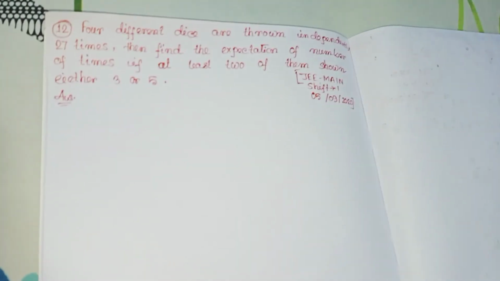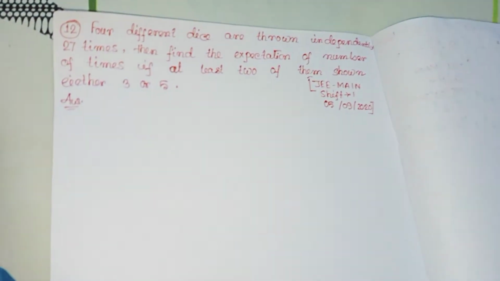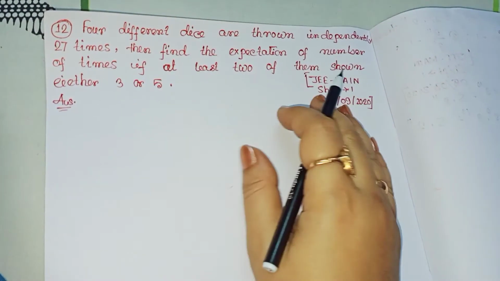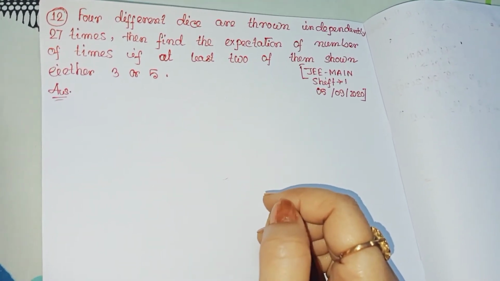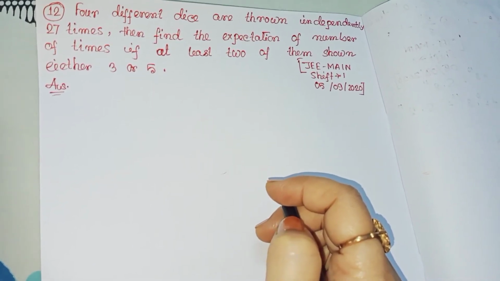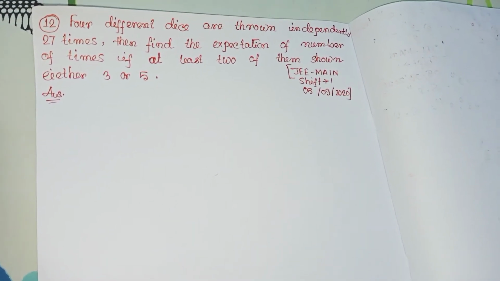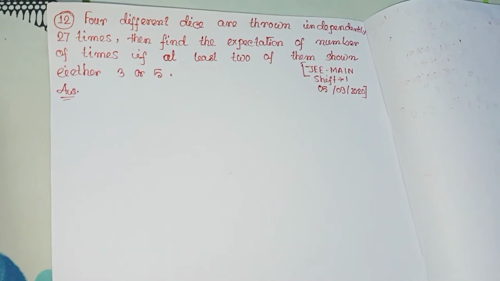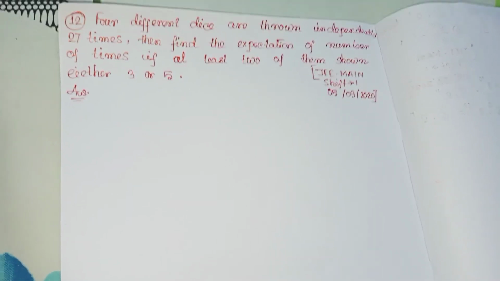Today we solve JEE Main Shift 1, 5th of September 2020, question number 12. Four different dice are thrown independently 27 times. Find the expectation of the number of times at least two of them show either 3 or 5. This is a question on binomial probability, and it's a memory-based question.